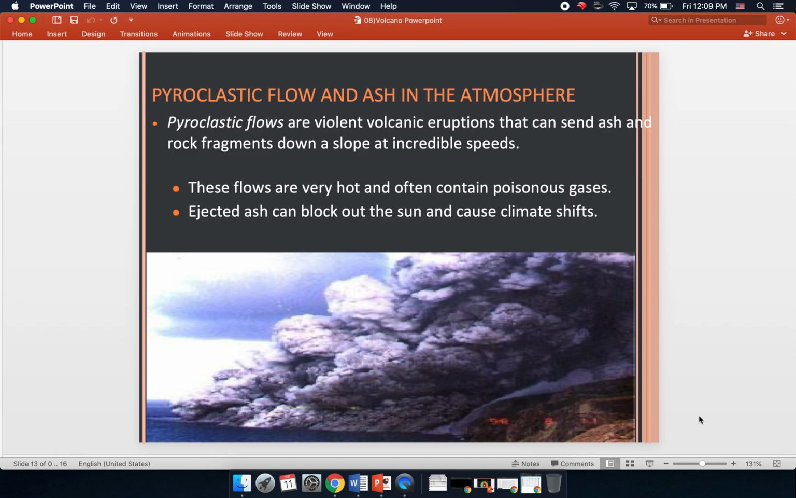Also, ejected ash from this pyroclastic flow can block out the sun and cause short-term climate shifts. And this has happened many times. Okay, so it can block out the sun and actually cause a period of cooling to happen. And how widespread this climate shift is just depends on how large the eruption is. Okay, a smaller eruption in which ash blocks out the sun could cause just a regional climate shift. But a big enough eruption could cause a global climate shift and cause a period of cooling.